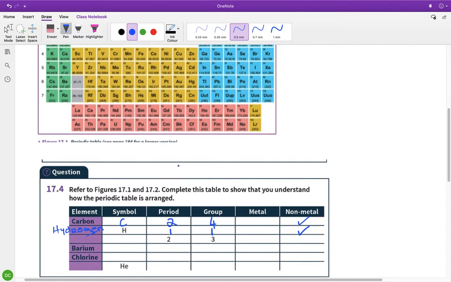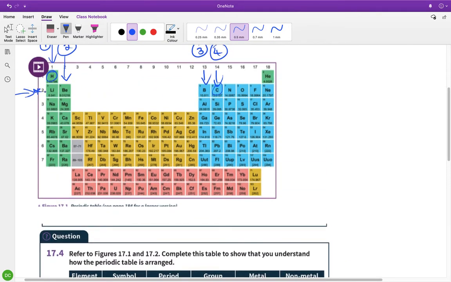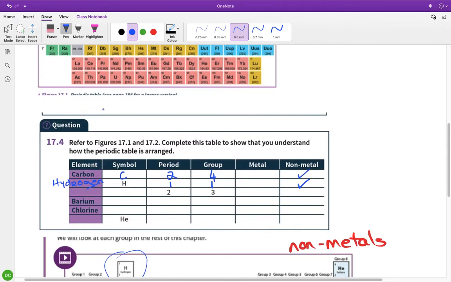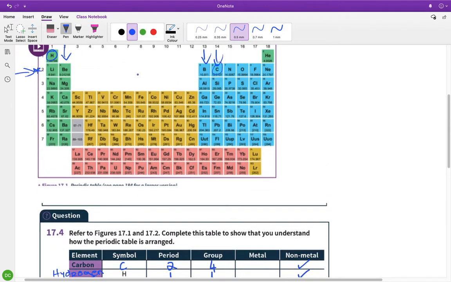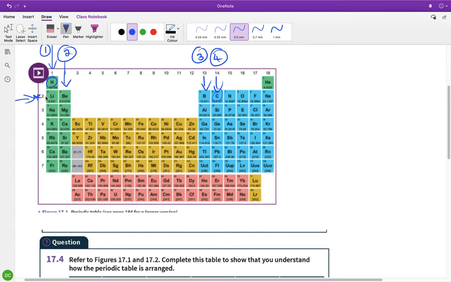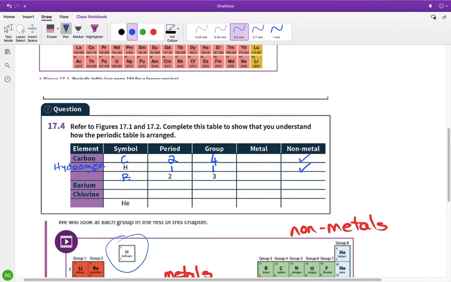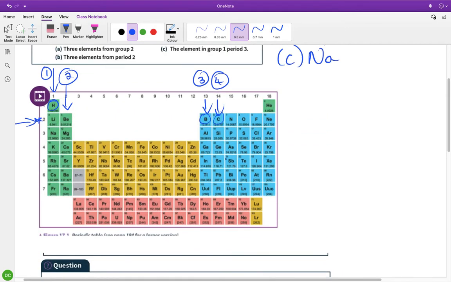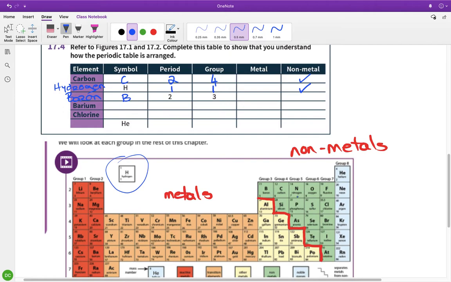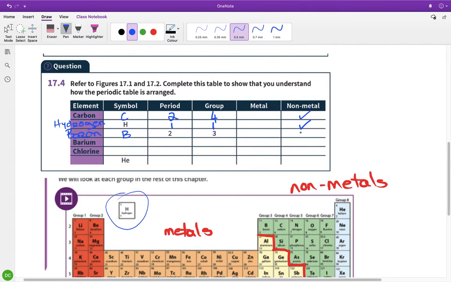Now, period 2 and group 3. Period 2, group 3. So here's period 2, and if I go across to group 3, I get boron. So B is boron. Then they did the groups for me, and you can see we go down here, there's boron, so it's on the non-metal side, so it is a non-metal.